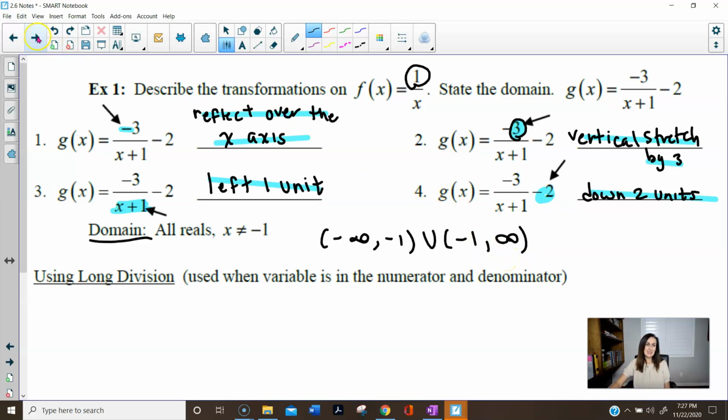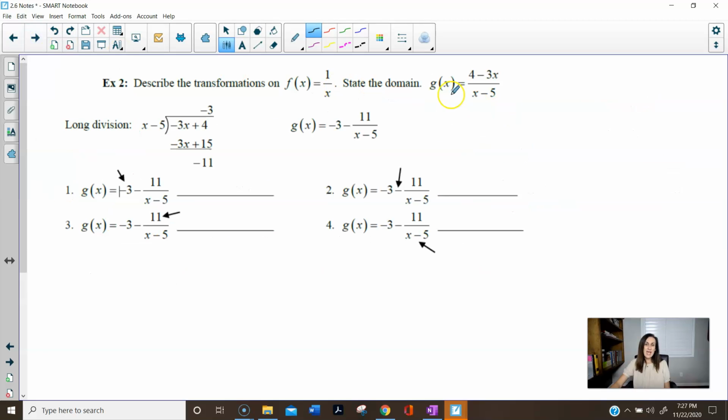All right, so looking at the next problem, we have g of x is equal to 4 subtract 3x over x subtract 5. Now that is not ready to shift, reflect, and stretch yet. So what you have to do is divide. Now I used long division here. I could also use synthetic division. So I would put 5 in the box. That's going to be your k. And then this would have to be in order. So it would have to be negative 3 first and then 4 second.